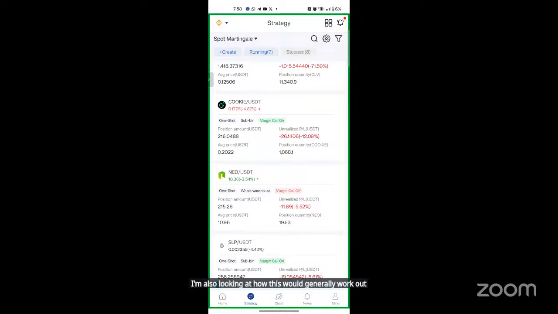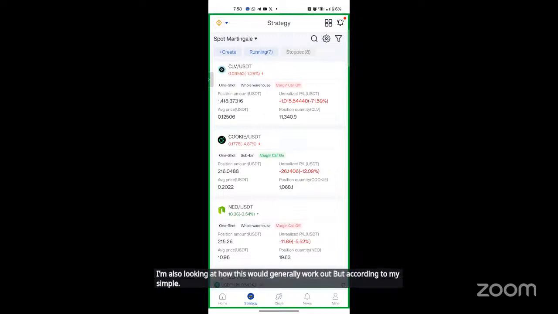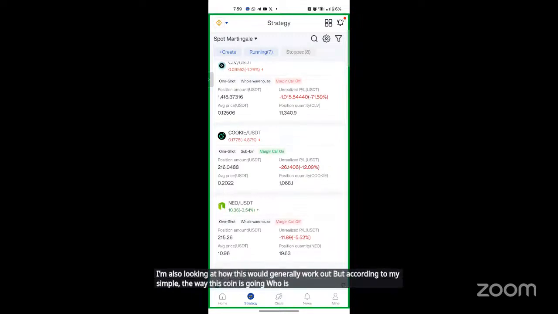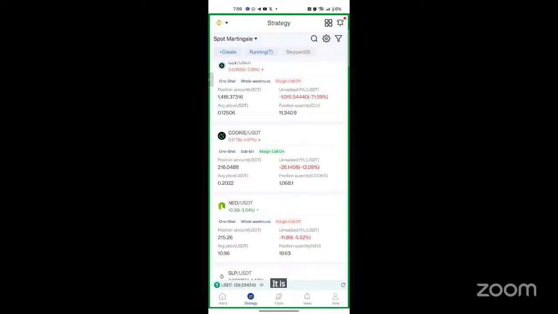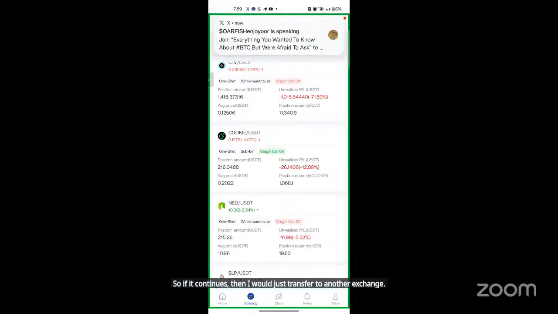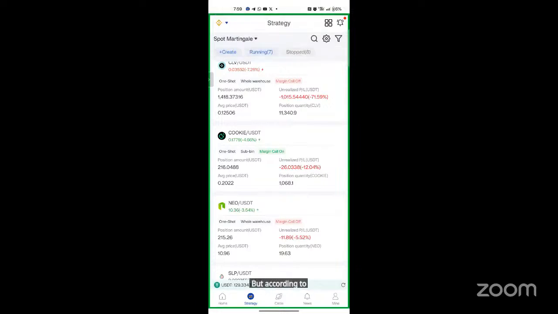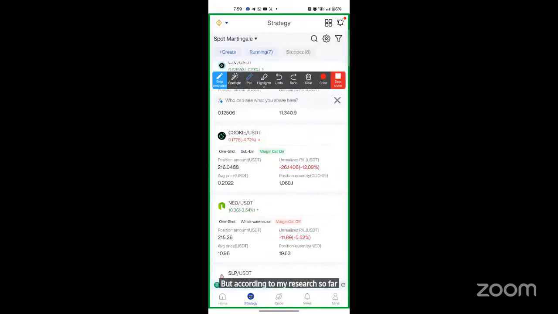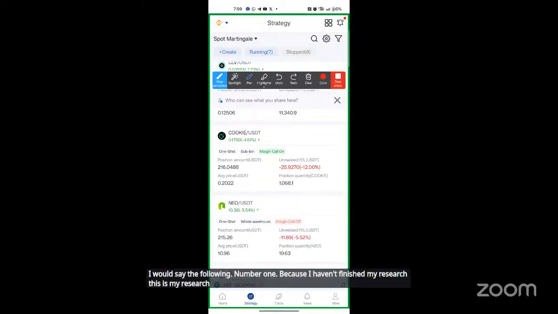But according to my simple observation, this coin is dipping every day, because it's going to be delisted. So if it continues, then I'll just transfer to another exchange. According to my research so far, I would say the following. Number one, I haven't finished my research. I'm still doing my research.